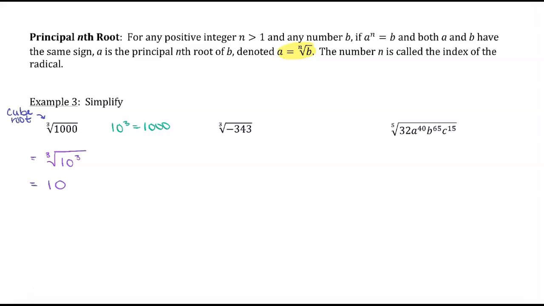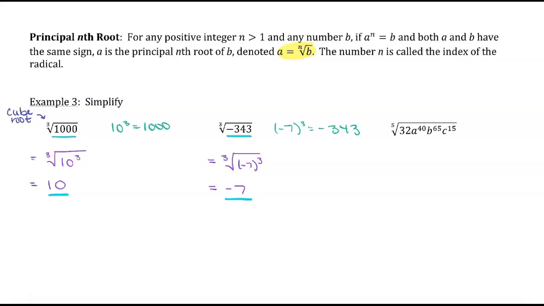Now let's look at the cube root of negative 343. Consider that negative 7 cubed is equal to negative 343. So we could rewrite this as the cube root of negative 7 cubed, which is simply negative 7. When the index n is odd, like these cube roots, the principal nth root, like our 10 and negative 7, has the same sign as the radicand, like the positive 1,000 and negative 343.